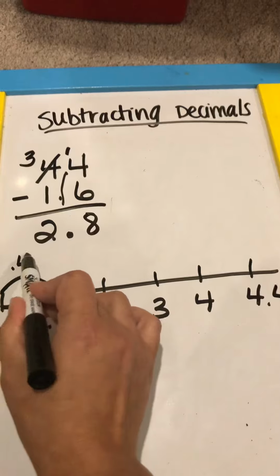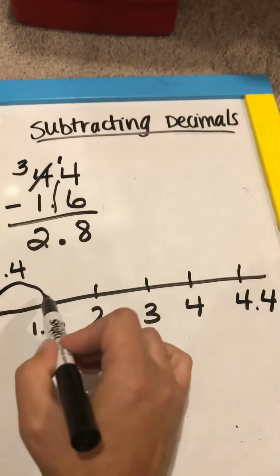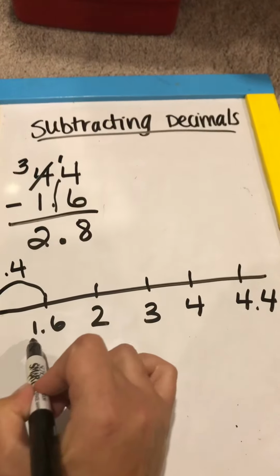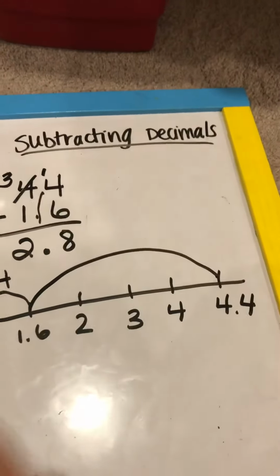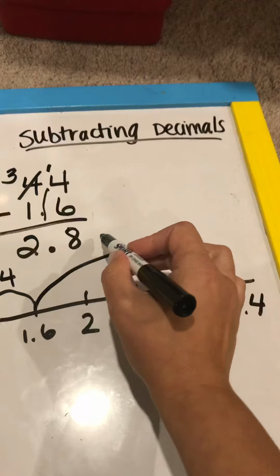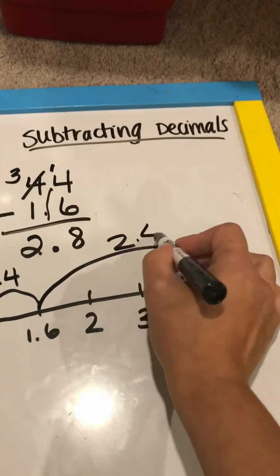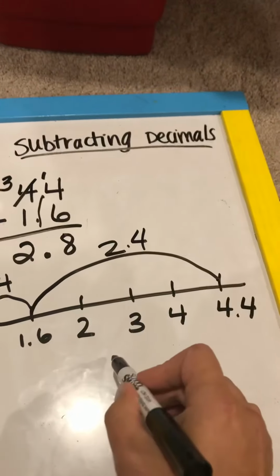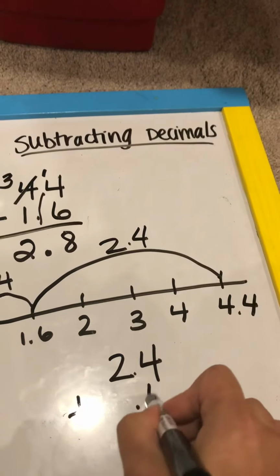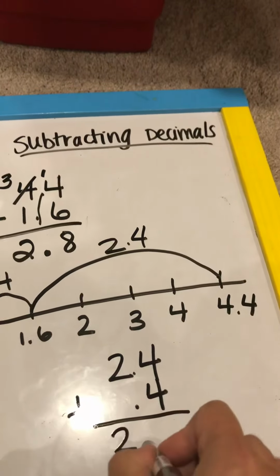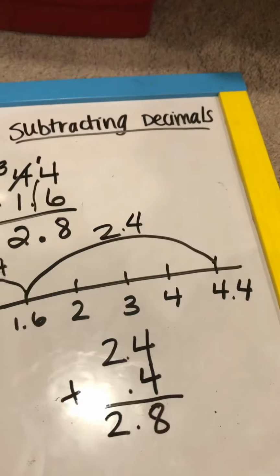There's 4/10 in between these two numbers. And then I'm going to go all the way from 1 and 6/10 up to 4 and 4/10. And in between all of these numbers is 2 and 4/10. So then I'm going to add my 2 and 4/10 plus my 4/10 to give me 2 and 8/10.